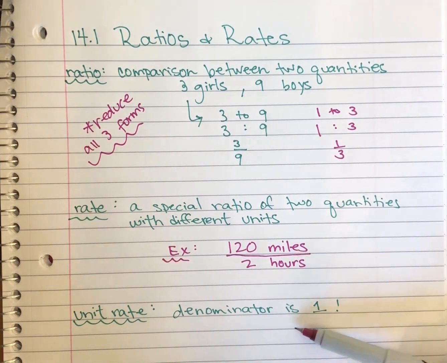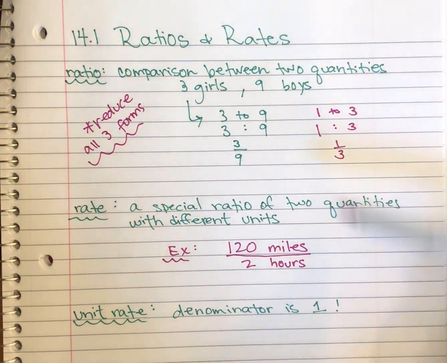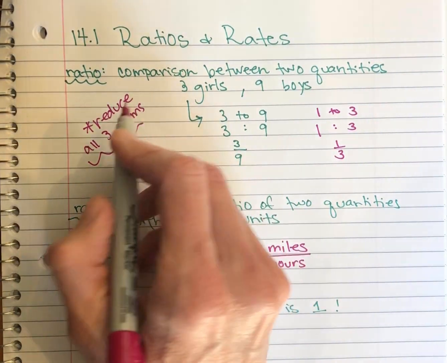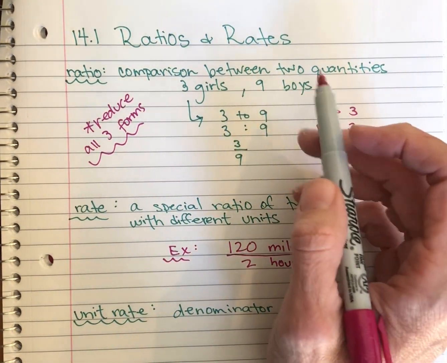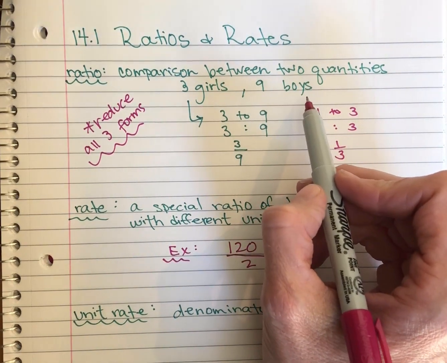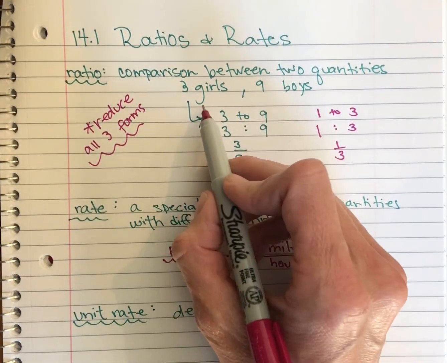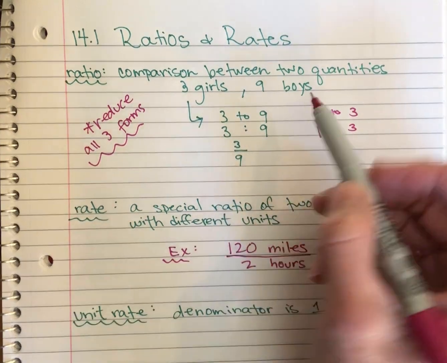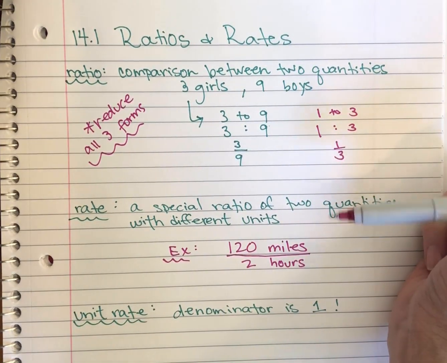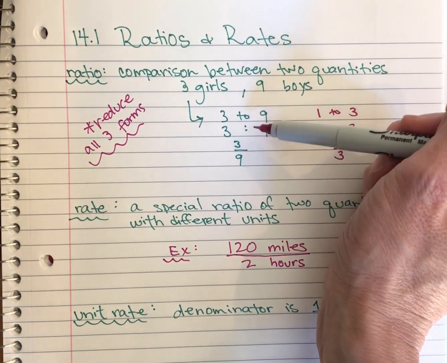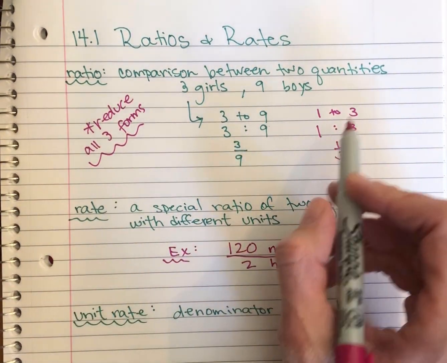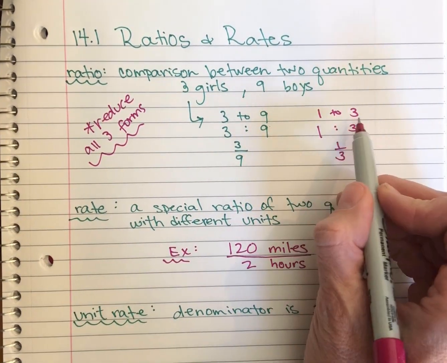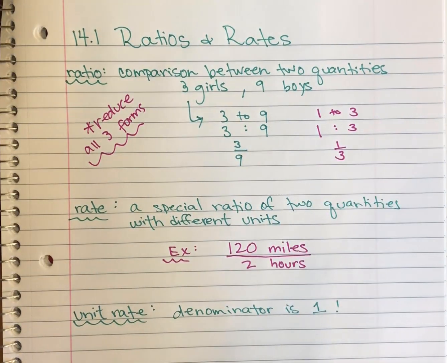These are all old vocabulary words, but I wanted to write them just to review them with you to make sure that we understand what these words mean and the difference between them. So a ratio is a comparison between quantities. So if there were 3 girls and 9 boys, we would say the ratio of girls to boys is 3 to 9. There are 3 different forms that we write a ratio: using the word to, using a colon, and using a fraction. And all the different forms of the ratio need to be reduced. So 1 to 3, 1 to 3, 1 to 3.